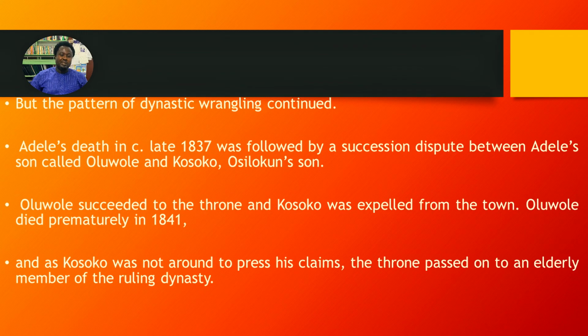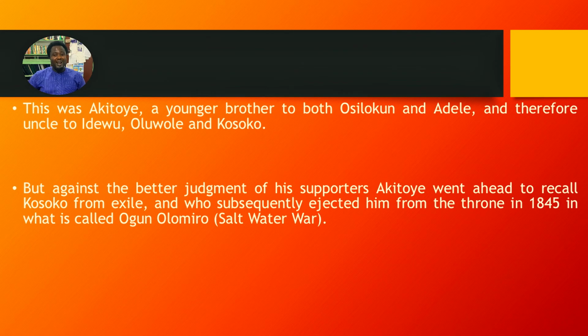Oluwole, unfortunately, again died prematurely in 1841, and Kosoko was not around to press his claim, and the throne passed on to an elderly member of the ruling dynasty. This was Akintoye, a younger brother to both Oshilokun and Adele, and therefore he was an uncle to Oluwole and Kosoko. But against the better judgment of his supporters, Akintoye went ahead to recall Kosoko from exile, being a nice and friendly brother.